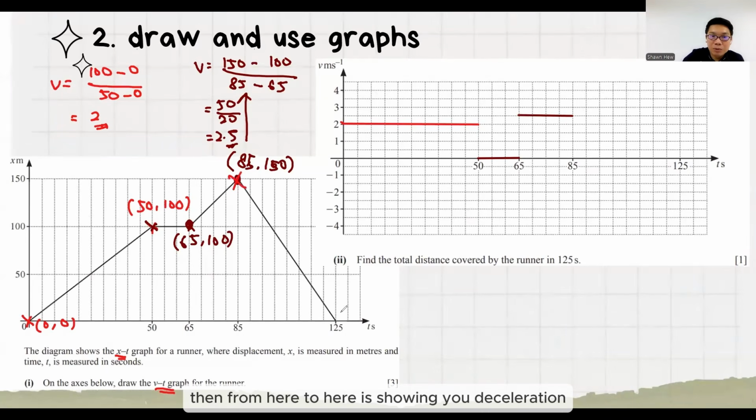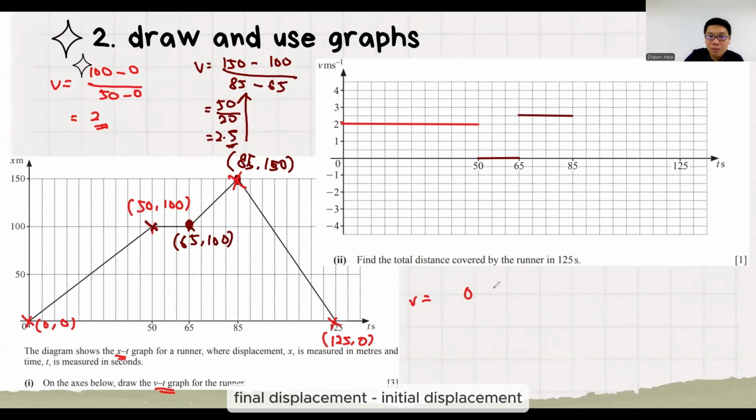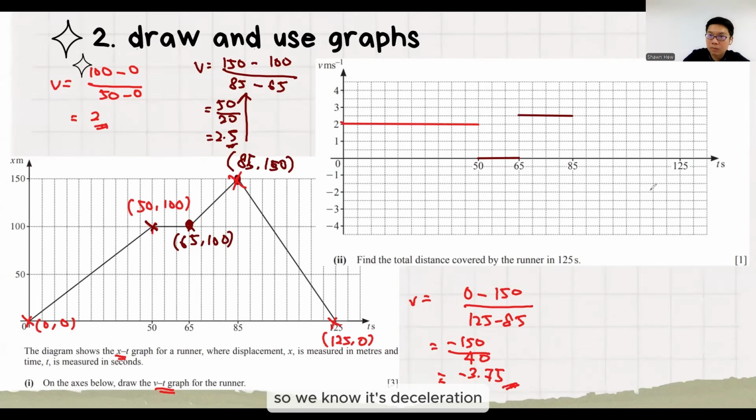Then from here to here, it's showing you deceleration. Final displacement minus initial displacement, over final time minus initial time. So we know it's deceleration, so it's negative 3.75. Then we will get these 3 marks.